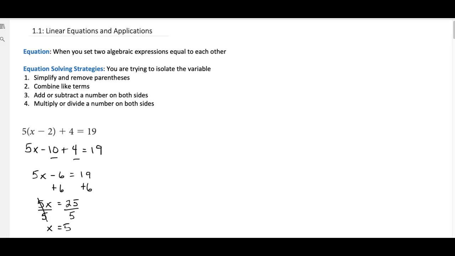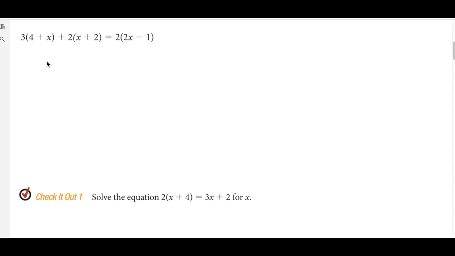Okay, so that's the first example. And we'll move on to another one. Okay, the next example is just a tiny bit more complicated. You need to distribute every single one of these. And so we're going to get 3 times 4 plus x is 12 plus 3x. The next one is 2 times x plus 2, so I get 2x plus 4. And the next one is 2 times 2x minus 1, 4x minus 2.